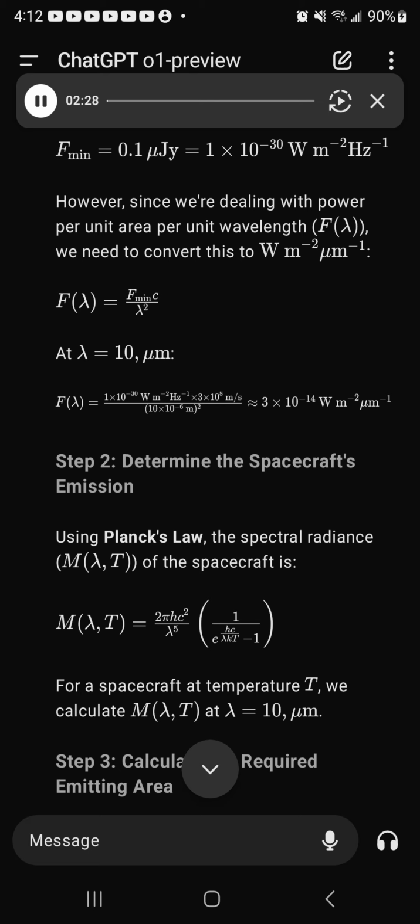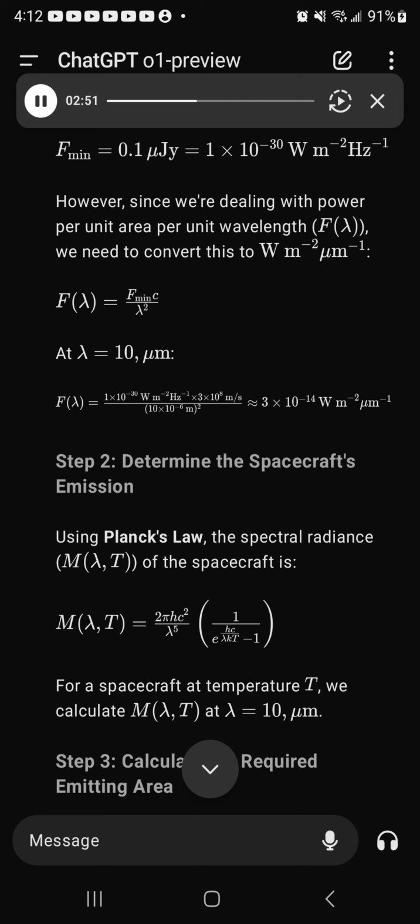F_lambda equals F_min times c over lambda squared, where lambda equals 10 micrometers, giving 1 times 10^-30 W m^-2 Hz^-1 times 3 times 10^8 m/s over (10 times 10^-6 m) squared, approximately 3 times 10^-14 W m^-2 micrometers^-1.